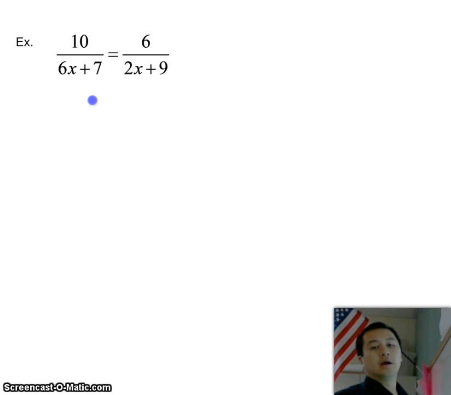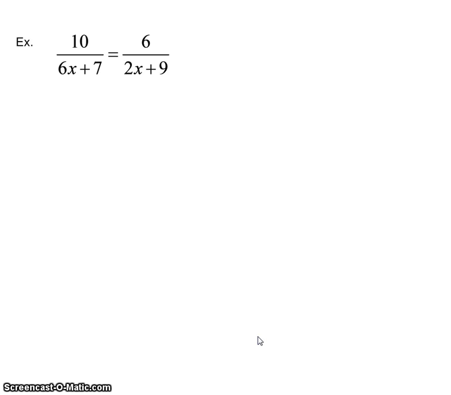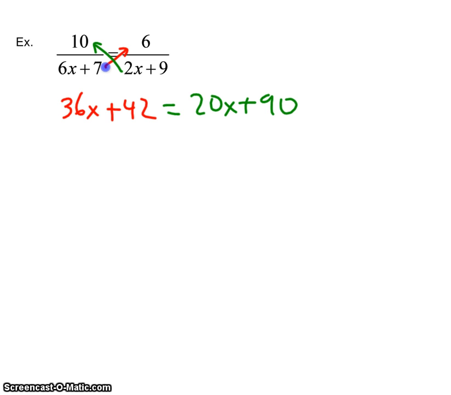The classwork. Alright, we're going to do this problem here. We're going to cross multiply. It looks like the video shut down, but if you can't see me, oh well. Cross multiply, so we're going to multiply this times this. That becomes 36x plus 42. You're going to multiply across this to here. That becomes 20x plus 90. Solve for x. That means you get x on one side. Subtract 20x from both sides, you get 16x. Subtract 42 from both sides, you should have 58.